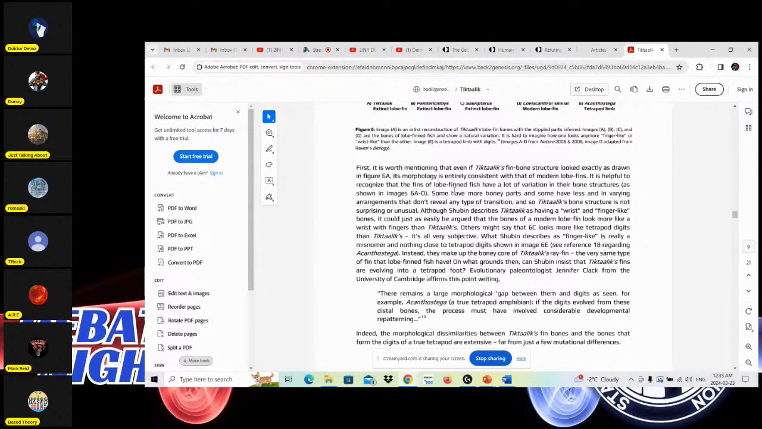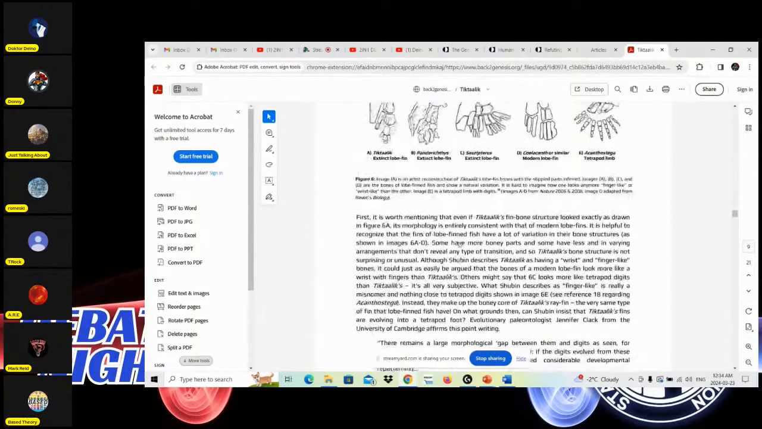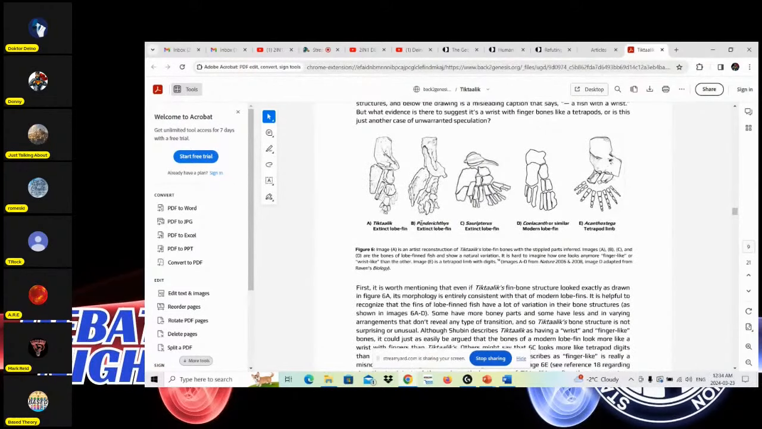But I've mentioned the wrist bones and the neck bones before in Tiktaalik, yeah. And I'm agnostic on this. I'm just curious as to what your thoughts are on what this article is saying about how the fins of lobe-fin fish have a lot of variation in their bone structures. And Tiktaalik's bone structure is not surprising or unusual, in that it could be argued that the bones of a modern lobe fin look more like a wrist with fingers than Tiktaalik's. And here's the different wrist and finger bones. What are your thoughts on that?